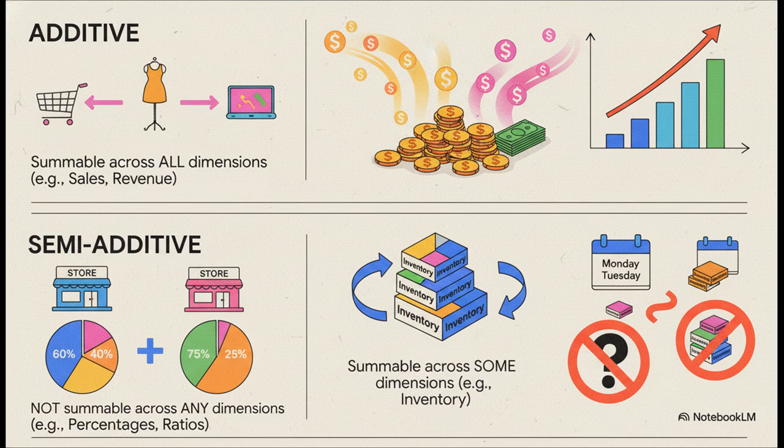And this concept of additivity is totally vital. Some numbers, like sales, are fully additive. You can sum them across anything. But some numbers, like, say, an account balance or an inventory level, they can't be summed up across every dimension, right? It doesn't make sense to add up your inventory count across time. So we have to be aware of that.